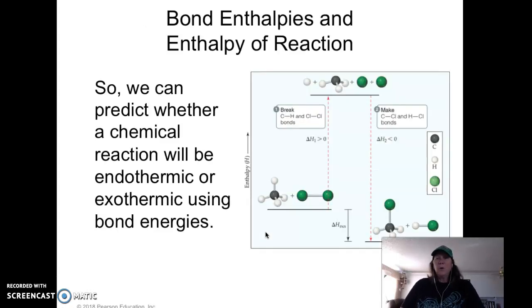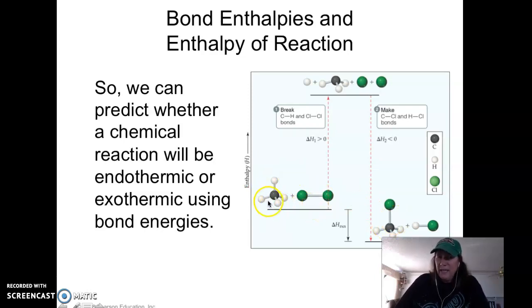Okay, so what happens with the bond enthalpies and the enthalpy of the reaction? You can predict whether a chemical reaction can be exothermic or endothermic just by looking at those numbers. Here's a reaction. We have hydrogen, this must be methane and chlorine bonds. Oh, that's the one I was showing you. This is methane, which is CH4 plus chlorine. I was right, it was chlorine. I just went with the green.